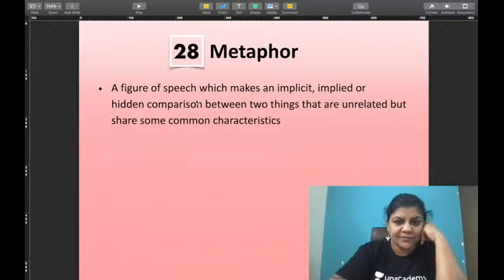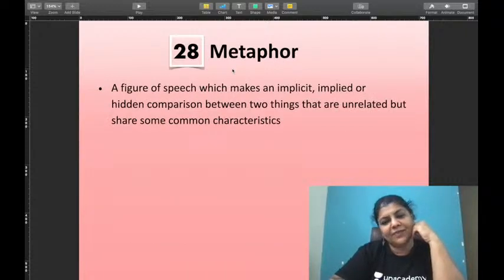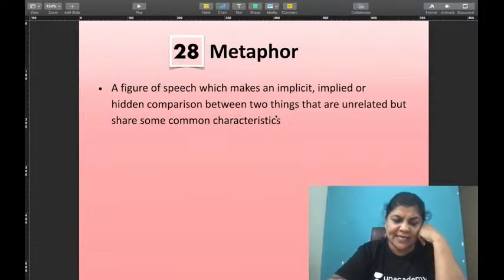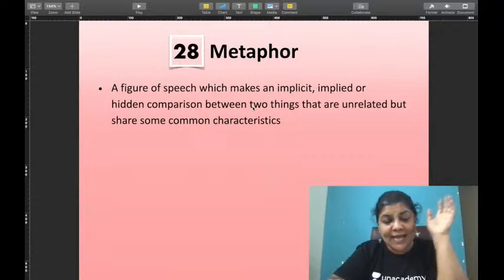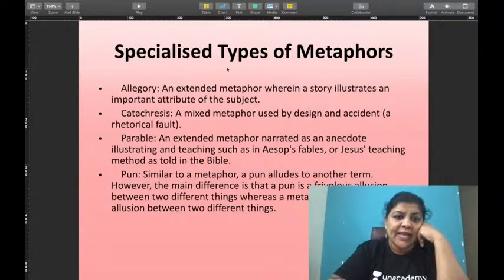Did you understand? Metaphor. A figure of speech which makes an implicit, implied or hidden comparison between two things that are unrelated. Unrelated, very important. Specialized kinds of metaphors are allegory, catachresis, parable, pun. They're all different kinds of metaphor.